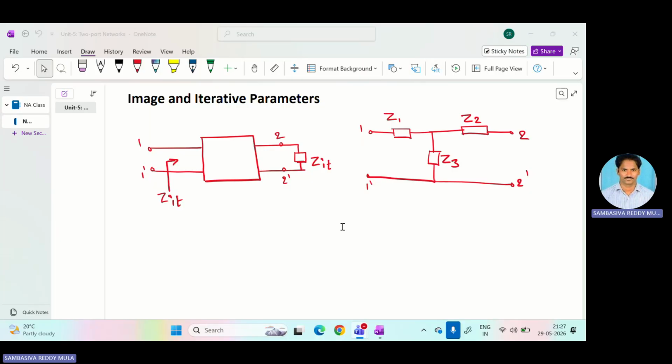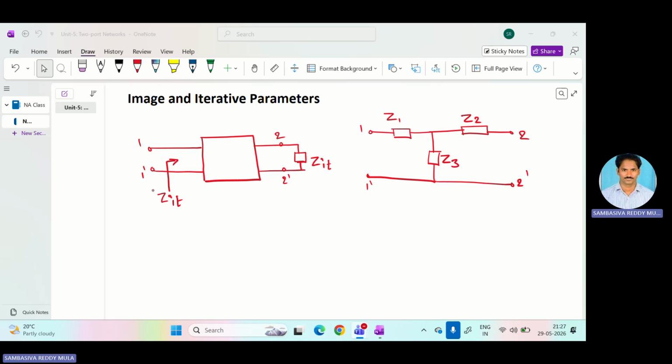Impedances of a two-port network. So coming to the iterative impedance of a two-port network, the iterative impedance of a two-port network is the impedance which, when connected to one pair of terminals of the network, produces a line impedance at the other pair of terminals. It is denoted by ZIT.